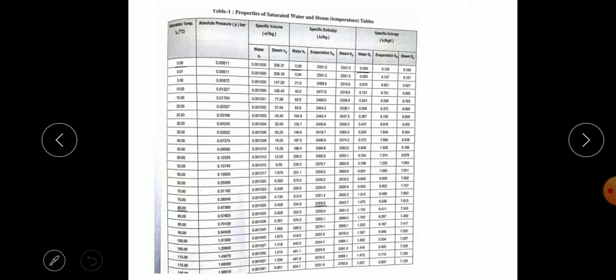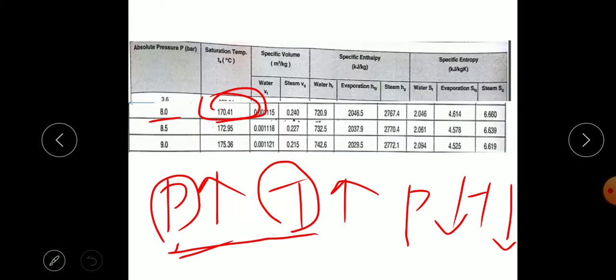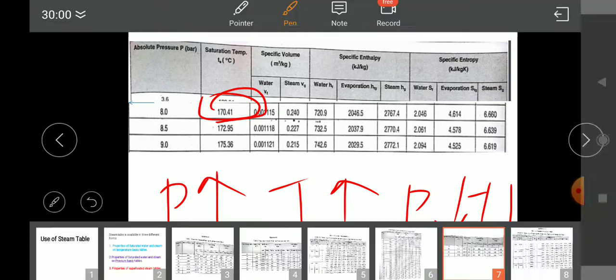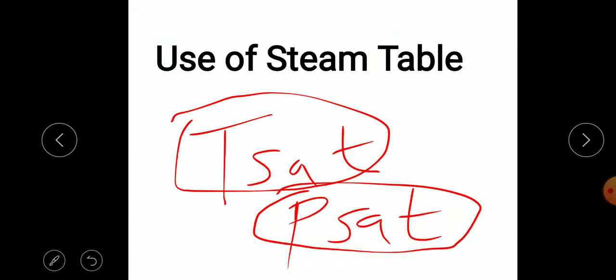Now suppose we require the properties in a numerical.